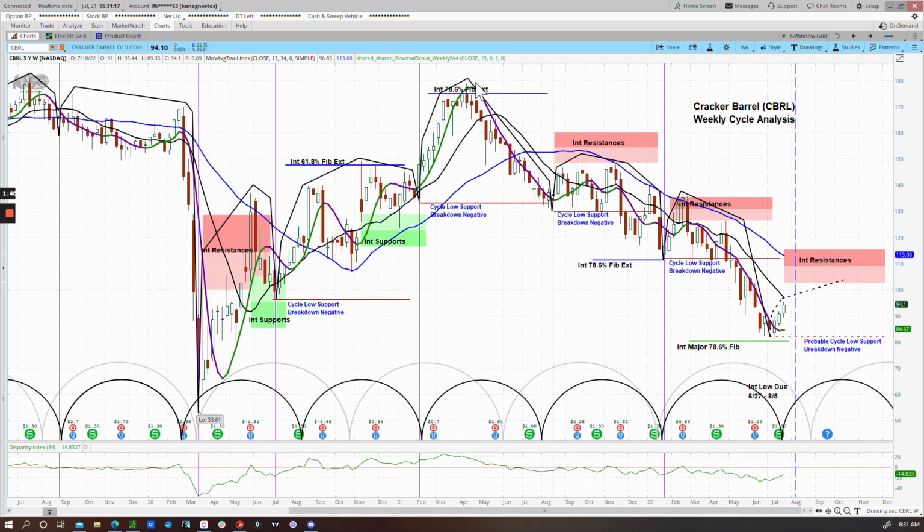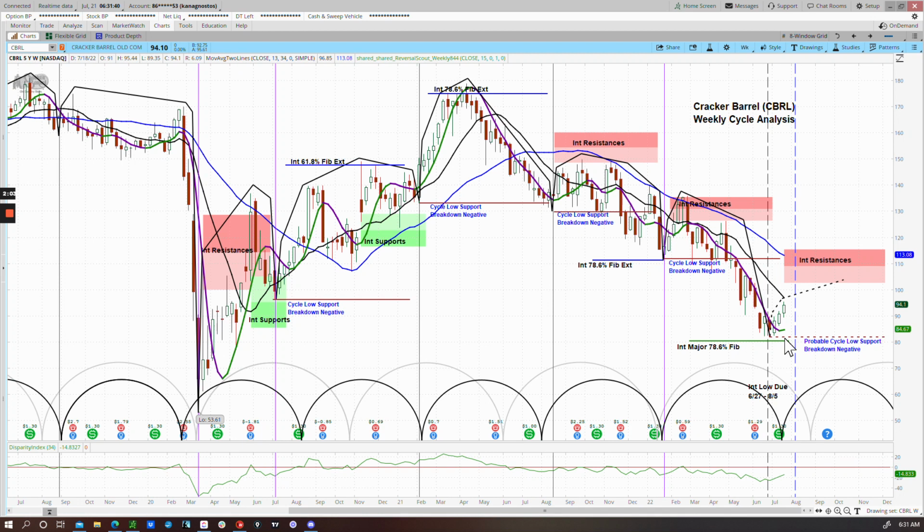Now, momentum on our weekly charts is shown with our proprietary reversal scout. That's this green and purple ribbon on the chart, and you can see that it has just turned green. When that happens at the end of a cycle, it helps us to confirm that the cycle low is in and shows us that the next rising phase has begun.